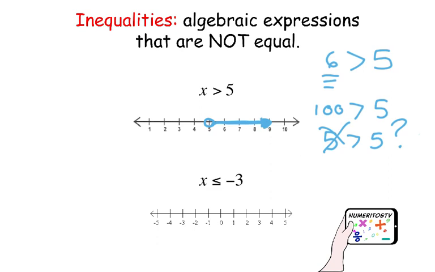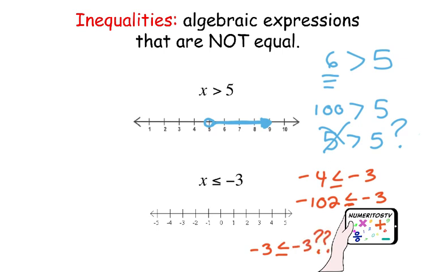What about the next one? The next one reads x less or equal than negative 3. When we have this little line below the symbol, that means that it's also equal. So, for example, negative 4 will be a solution. Negative 4 is less or equal than negative 3. Another solution could be negative 102, which is less or equal than negative 3. Now, in this case, is negative 3 less or equal than negative 3? Well, negative 3 is equal to negative 3.